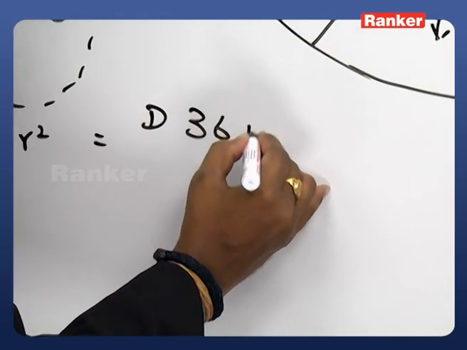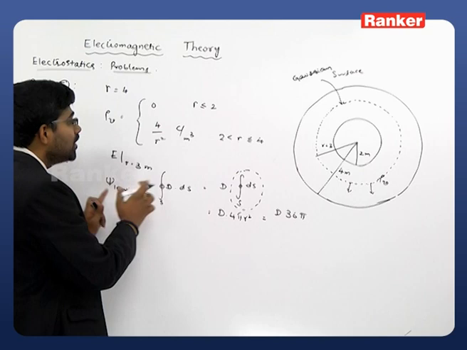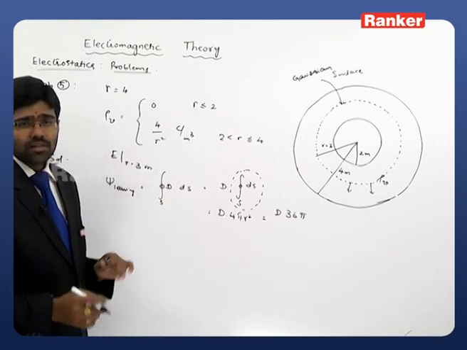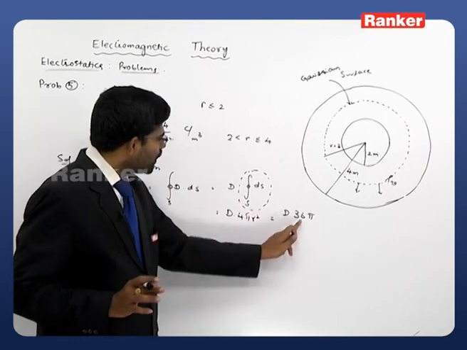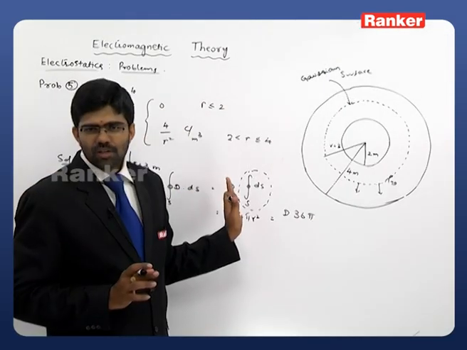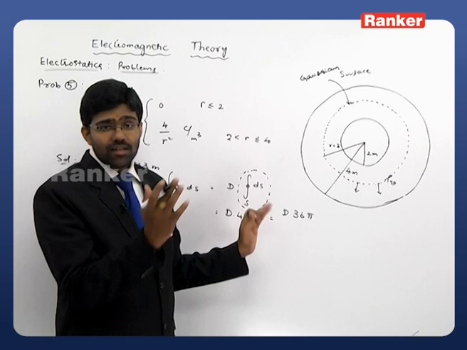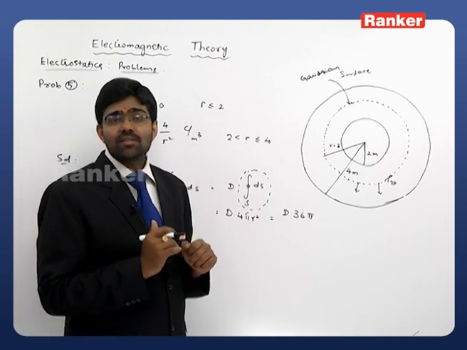36 pi is the total flux leaving through the Gaussian surface. So till now we just calculated the total flux leaving through the Gaussian surface, which is equal to 36 pi. Keep it aside. Next, calculate the total charge enclosed within that Gaussian sphere.